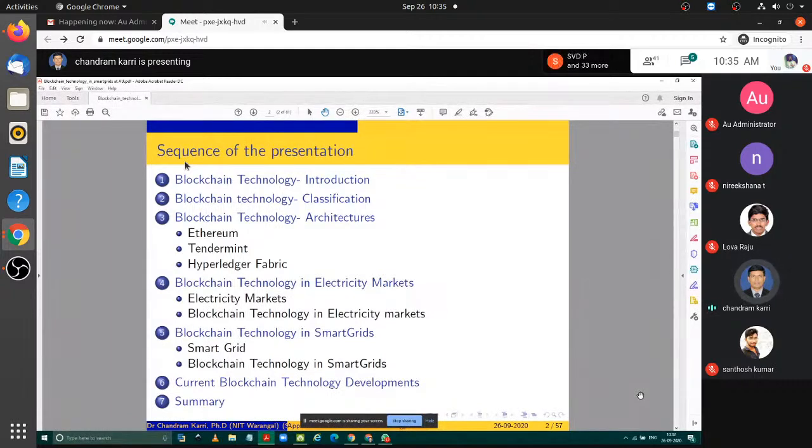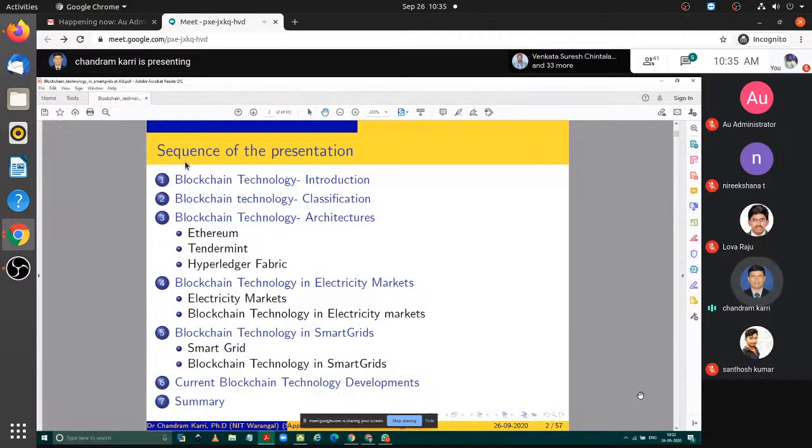But before going to blockchain technology, why is it necessary in the area of power system, or in power system operational control, or in generation, transmission, or distribution? Let me give a glimpse about the basic structure of a power system and the current transformations in power system. As we all know, there are three major components in power system: generation, transmission, and distribution.